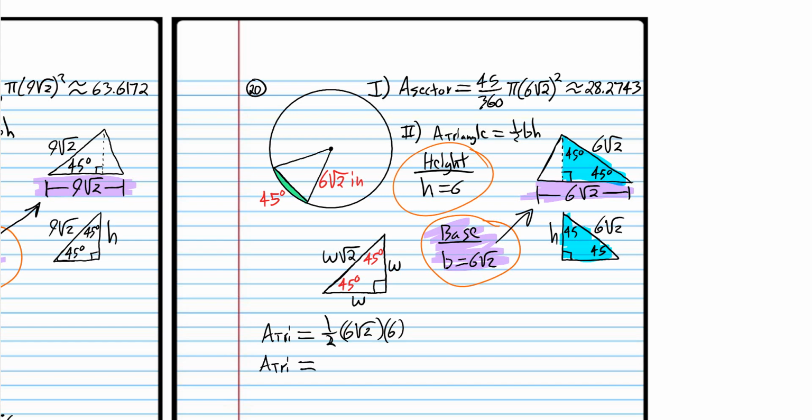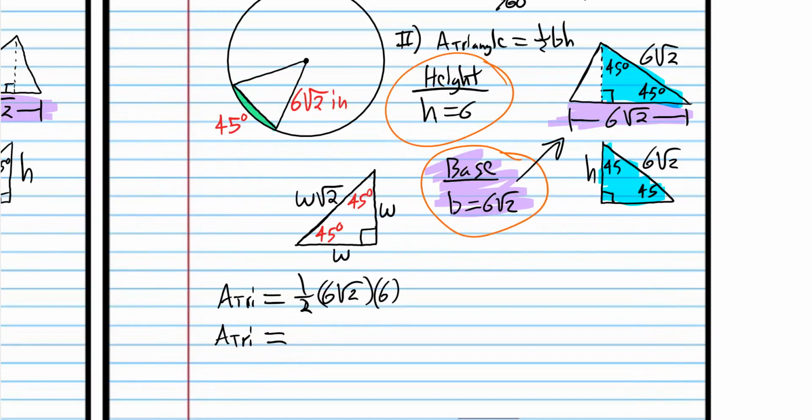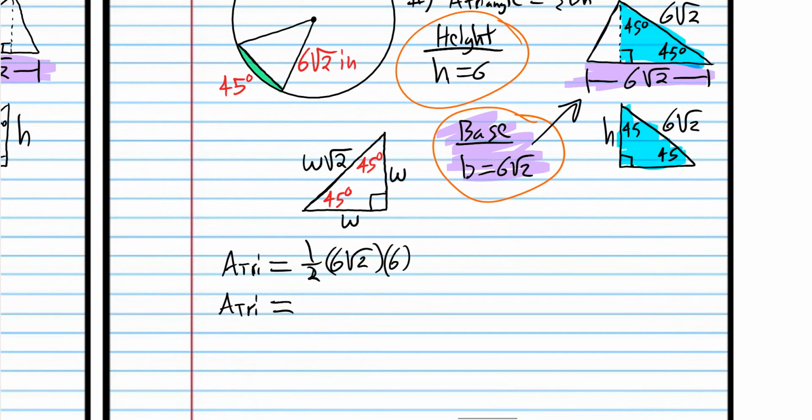So let's go ahead and approximate that in our calculator. So 0.5 times 6 equals, times 2, then the root button equals, then times 6 equals. So we get approximately 25.4558.